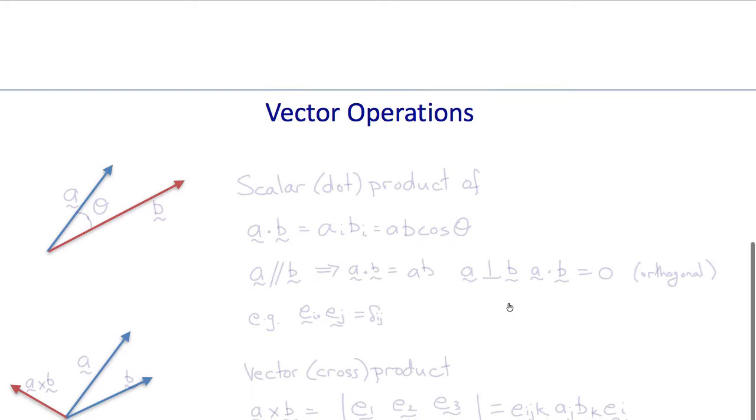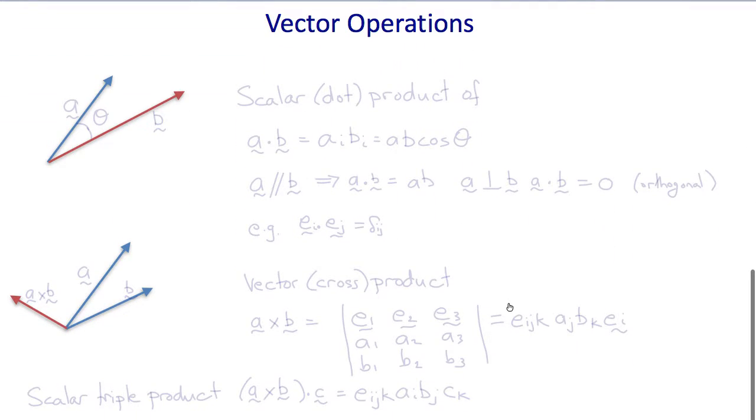Now, you're familiar with operations on vectors, such as the scalar or dot product of 2 vectors A and B. For example, if A and B are here separated by an angle theta, then the dot product or scalar product of A and B is A dot B, which equals Ai Bi, and is equal to the magnitude of A times the magnitude of B times the cosine of the angle between them.